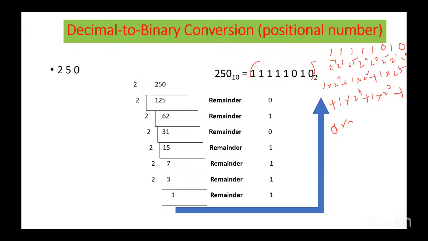Converting into 2 powers and adding all these, you will get 250. That means whether the number is correct or not, if you want to cross check, by using this method, you can easily cross check.